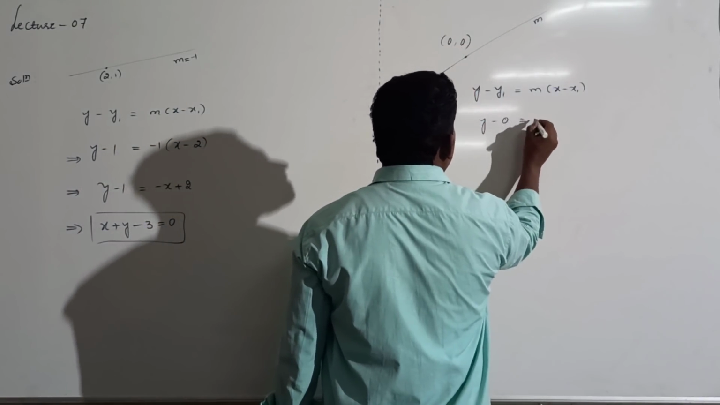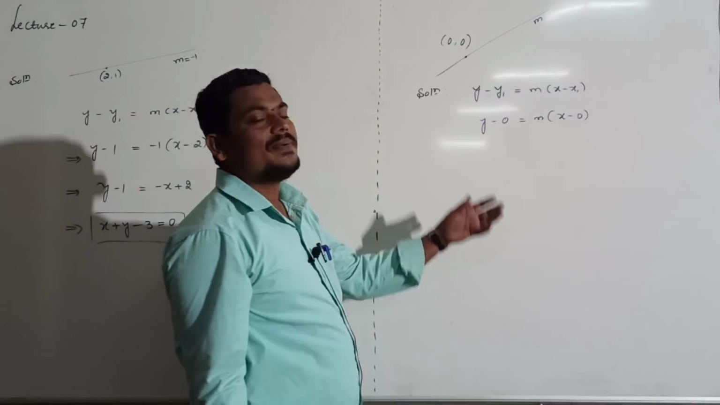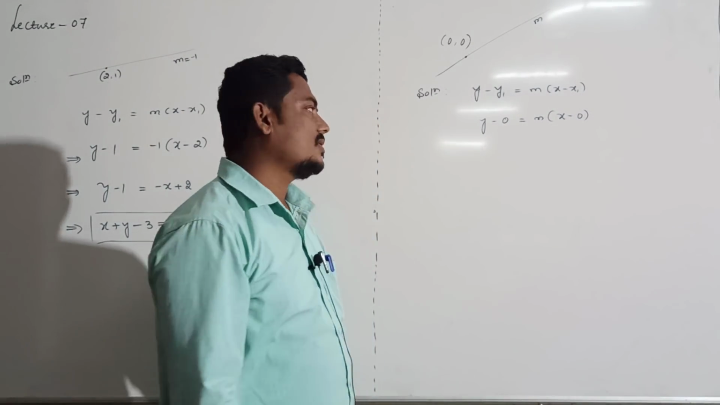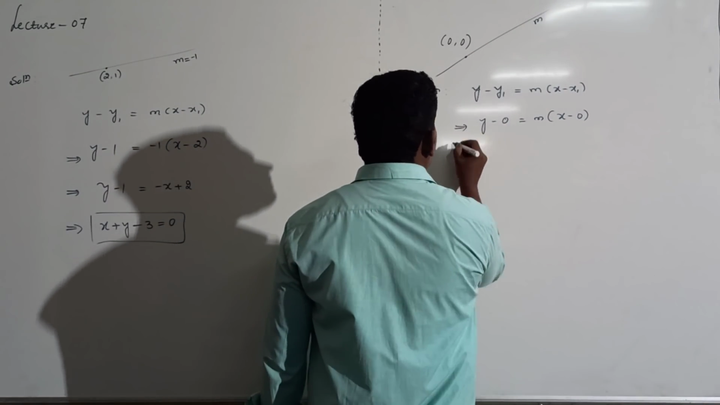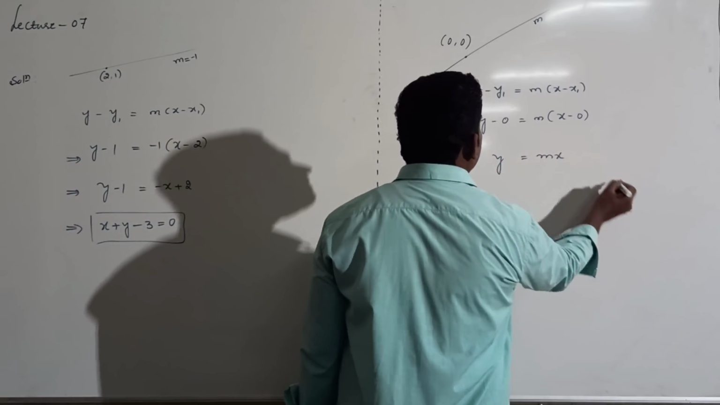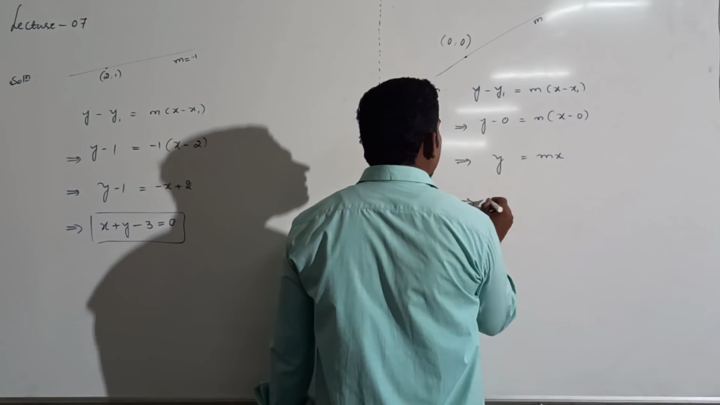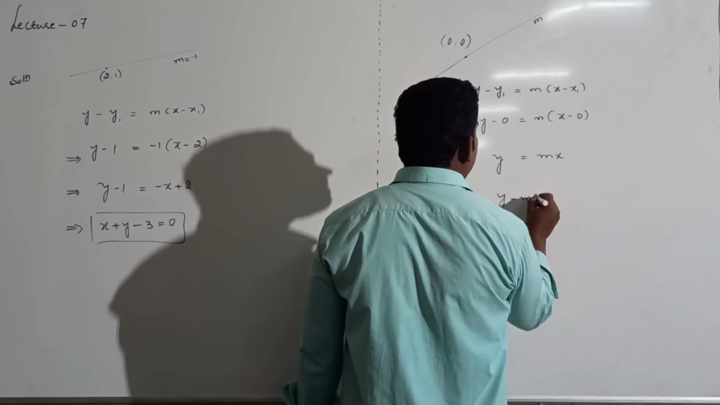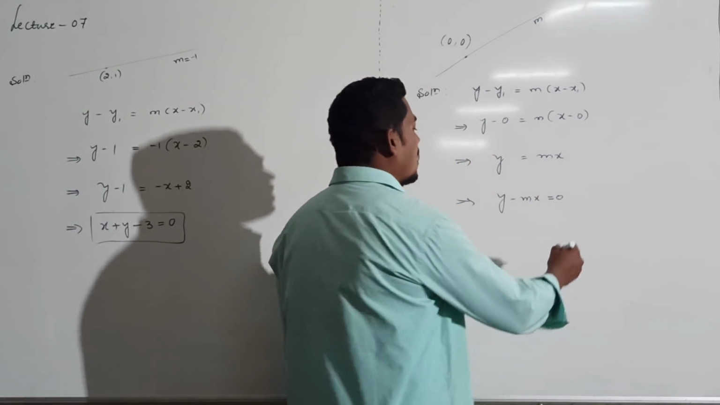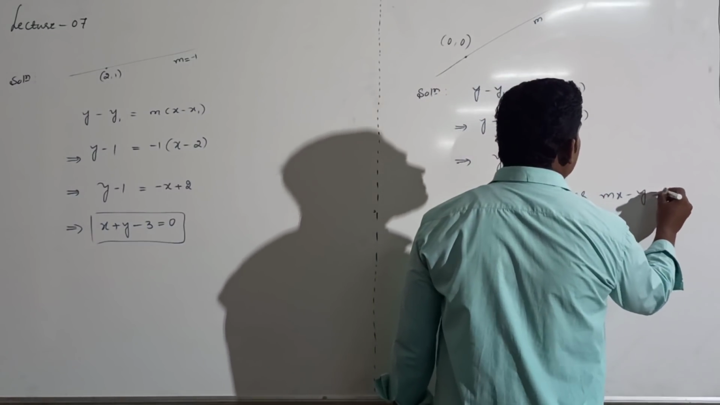y minus 0 is equal to m into x minus 0, because x1 and y1 values are 0, 0. Why? Because our required line passes through (0, 0), right? Then y is equal to mx. This is our required equation, or else you can write y minus mx equal to 0, or mx minus y is equal to 0. All are one and the same.